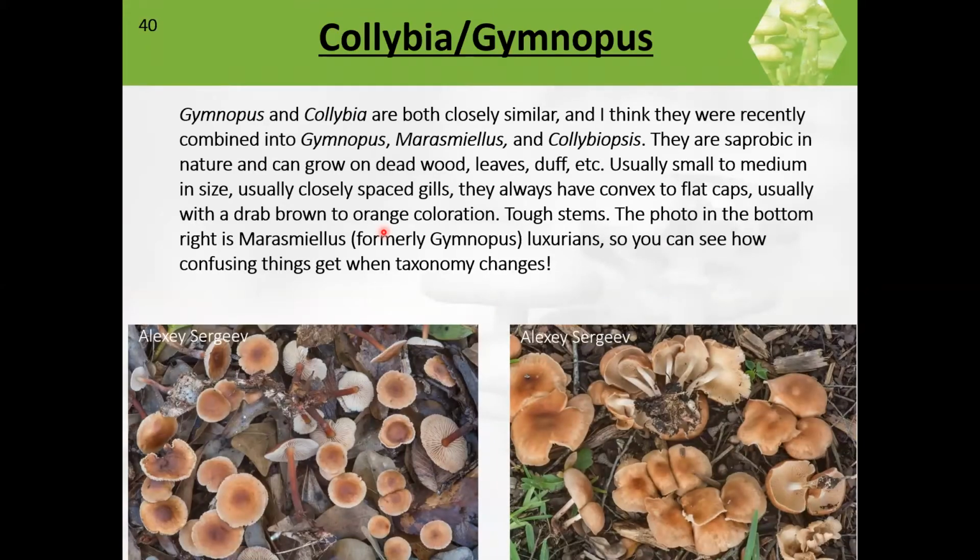And then they usually have a tough stem, kind of like Marasmius. I've taken a stem before and wrapped it around my finger, so that gives you an idea of its malleable nature. The photo on the bottom right is Marasmiellus luxurians, formerly in Gymnopus. And you see how confusing things get, right? You're going to get more confused later on.